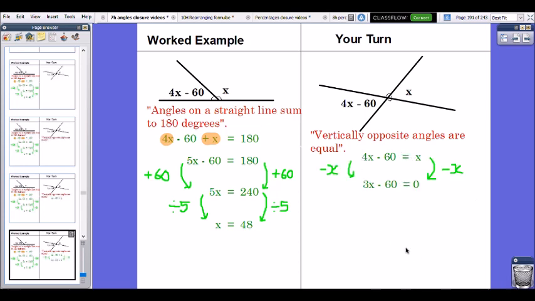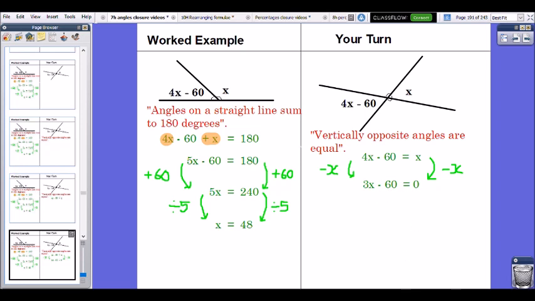Watch what happens. Okay, so on my right hand side there was an x, but I took it away, so I've actually got nothing there. I've just got 0 on my right hand side. There were 4 x's on my left hand side, but because I took away an x, I'm just left with 3 x's on my left hand side. Okay, so I've got 3x take away 60 equals 0.